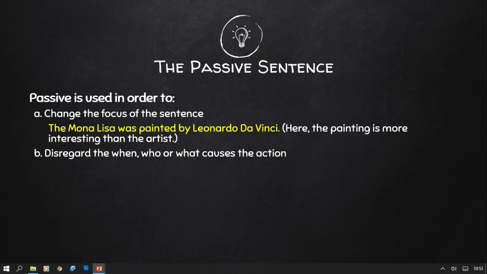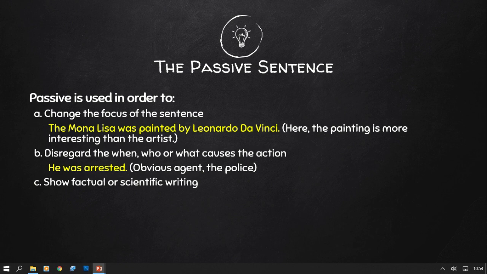Also, it disregards who or what causes the action. The doer is not important. So in order for us to be able to omit the doer, we have to place the patient as the subject, because in a complete sentence, obviously we need the subject. Okay? He was arrested. It's very obvious that anyone who is authorized to arrest someone is the police. So he was arrested. We know who arrested this guy. It's the police. So if we know who it is, then why bother to put it in the sentence, right? So the sentence is rephrased into a passive one. He was arrested.